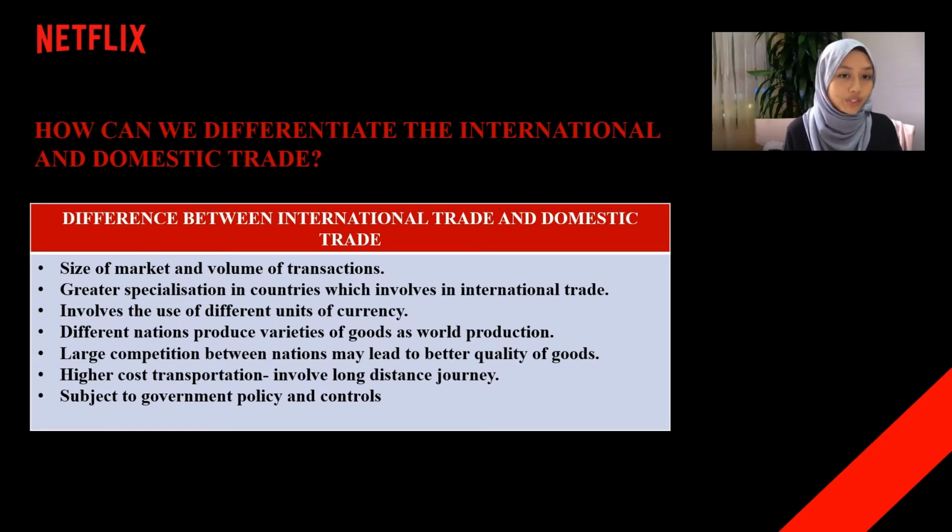In order for us to know whether it is international or domestic trade, let us look at this table. So how can we differentiate international trade and domestic trade? The difference between them is based on the size of market and volume of transactions, greater specialization in countries which are involved in international trade, and the use of different units of currency. Different nations produce varieties of goods as world production. Large competition between nations may lead to better quality of goods, higher transportation cost, which involves long distance journeys, and lastly, it is subject to government policy and controls.